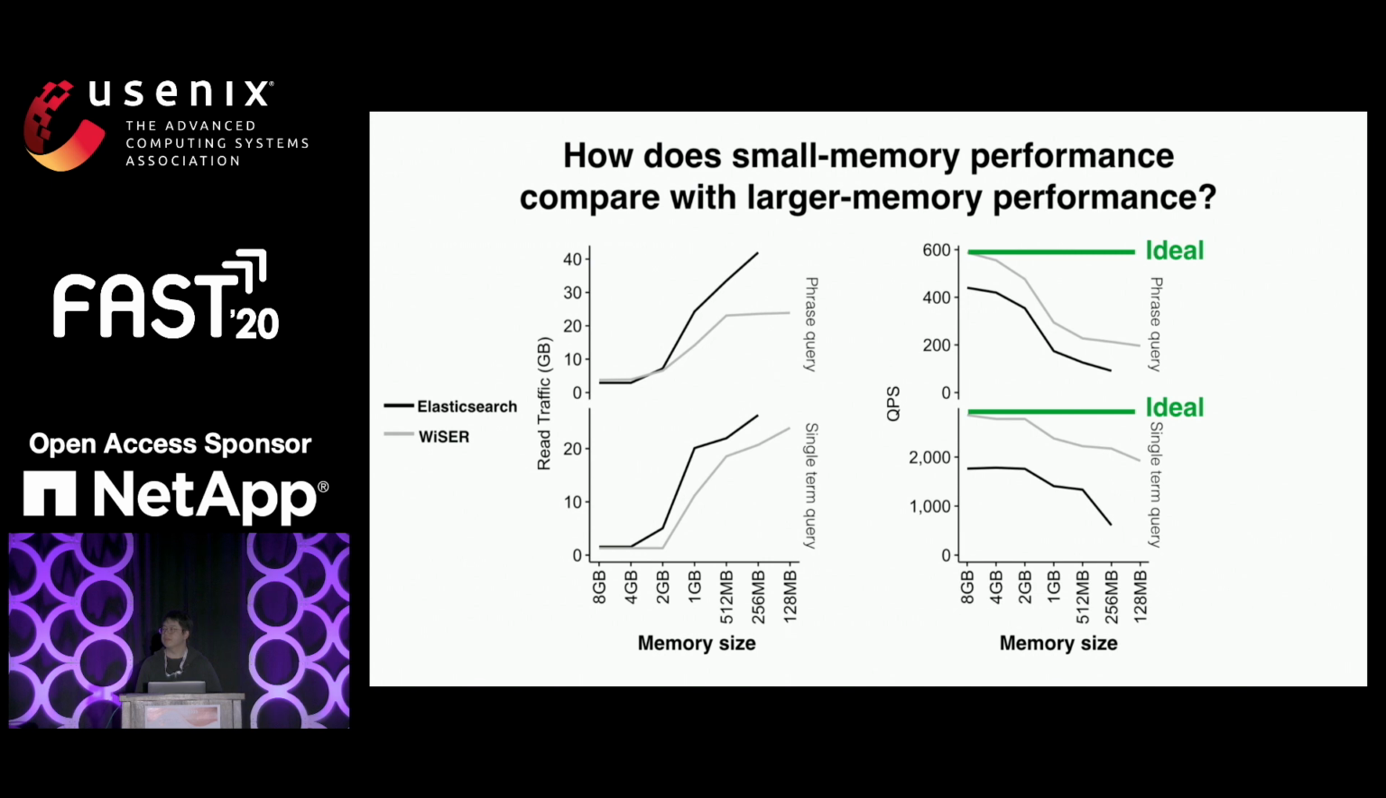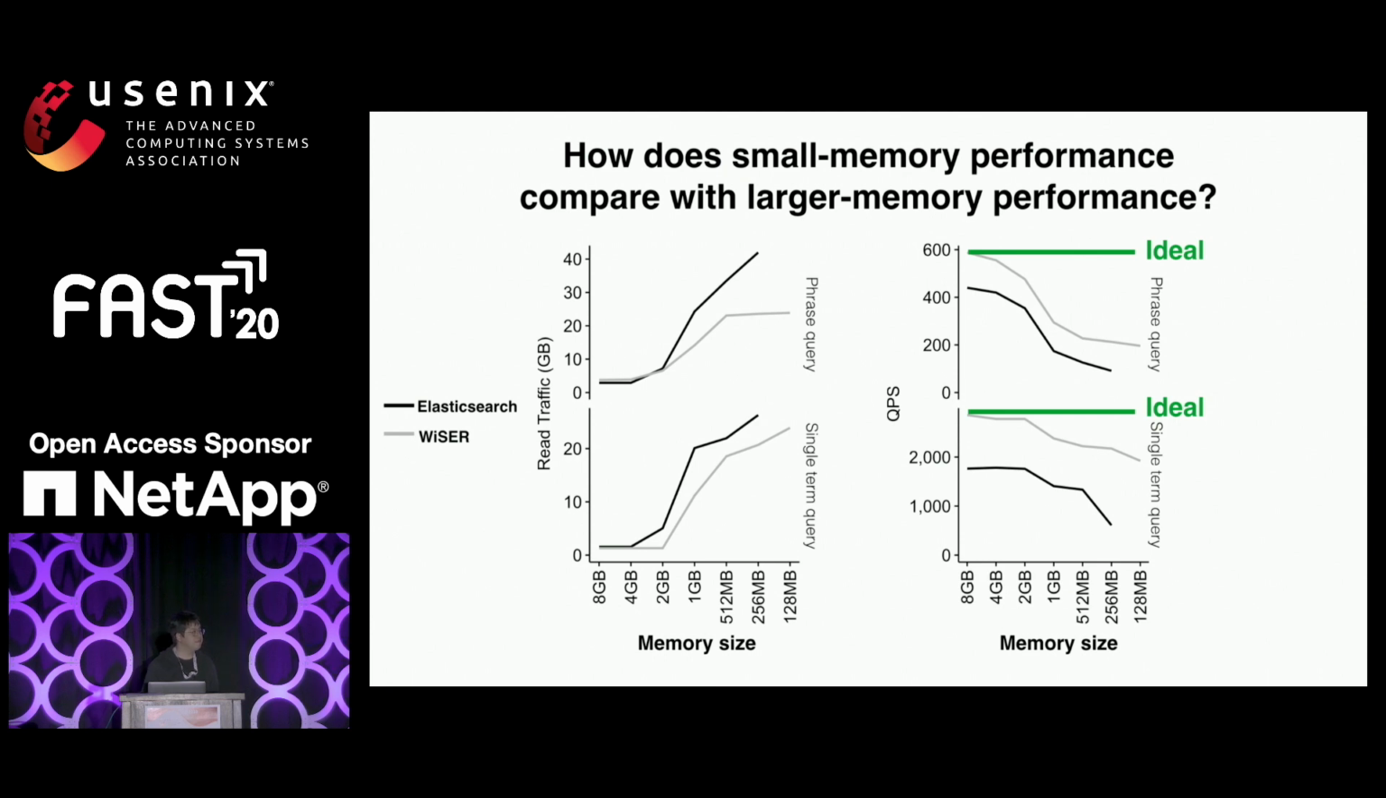Vasily Tarasov, IBM Research. I might have misunderstood how you performed the evaluation, but Elasticsearch was running just on memory while WiSER was also using? No, before this figure, all the results are running on small memory and fast SSD. All right, in both cases. Oh, yeah, all right, thanks.